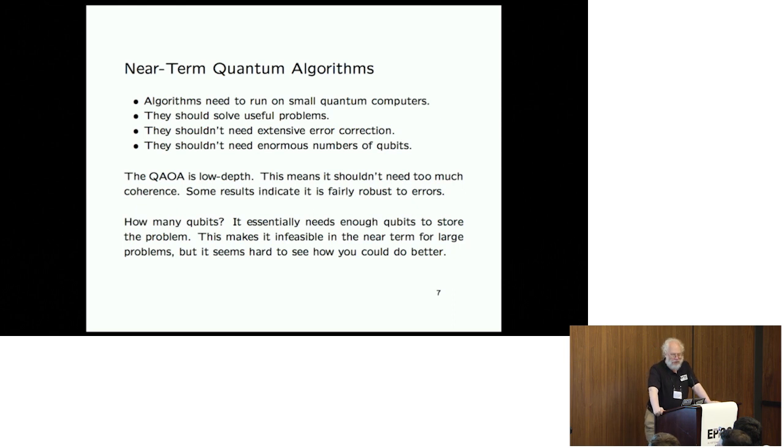So how many qubits does it need? Essentially, it needs enough qubits to store the problem. So this makes it infeasible for largish problems, but you probably can't really do much better. This is why people got so excited about the QAOA when Edward Farhi, Sam Gutmann, and Jeffrey Goldstone proposed it, because it was, I guess, a theoretical computer science algorithm that looked like it might work on small quantum computers.